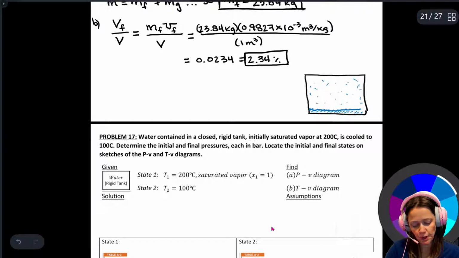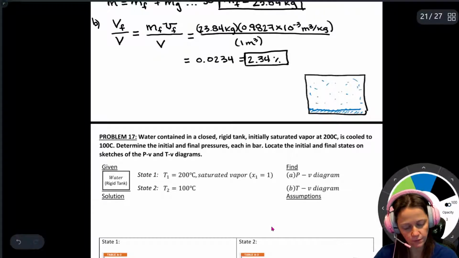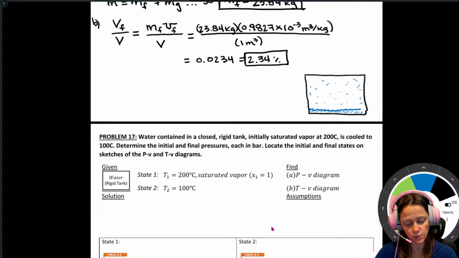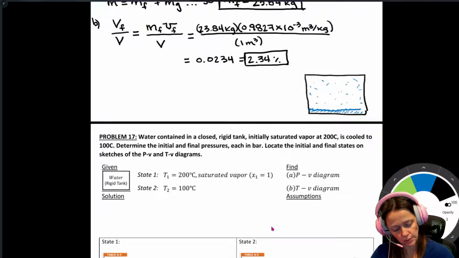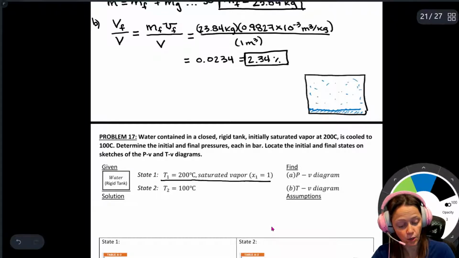All right, so problem 17. We've got water in a closed rigid tank. Initially it is a saturated water vapor at 200 degrees Celsius, and it's cooled to 100 degrees. So initially at 200 degrees, it's a saturated vapor, which means that our quality is 1.